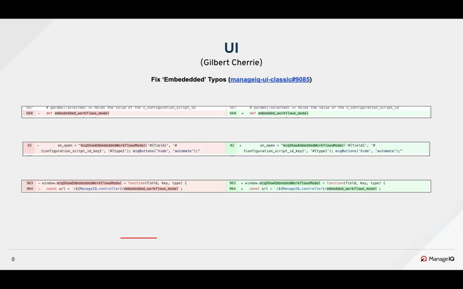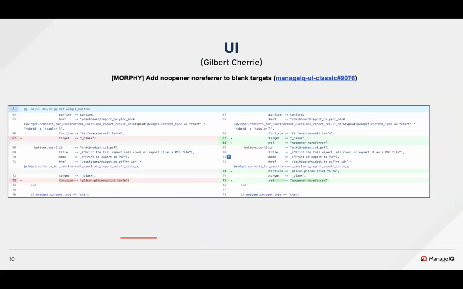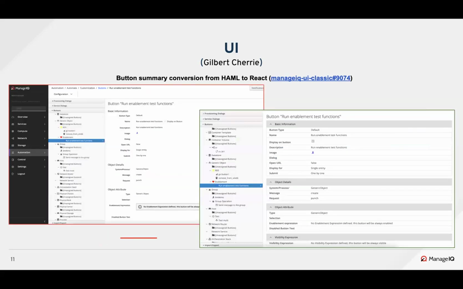This PR simply fixed a bunch of typos in some of the comments in some of the function names we have in the code. This PR beautified the notification drawer, so it was just CSS changes to make it more aligned and even on the page. This was a direct to Morphe PR that fixed various issues with the font icons and links. This was a PR made to convert the button summary page from Haml to React. Next slide.